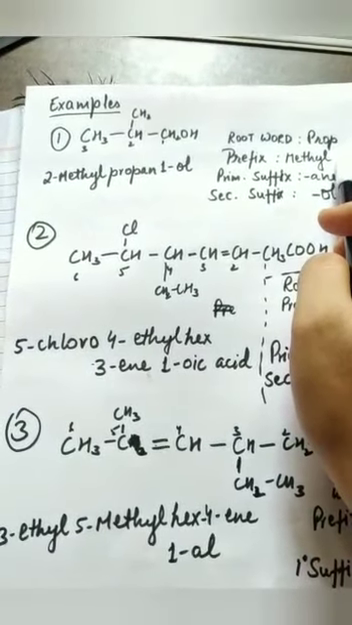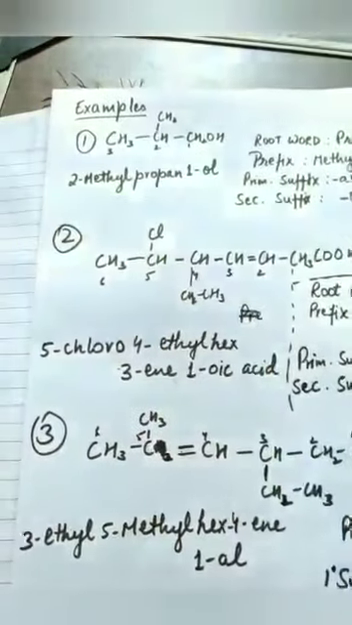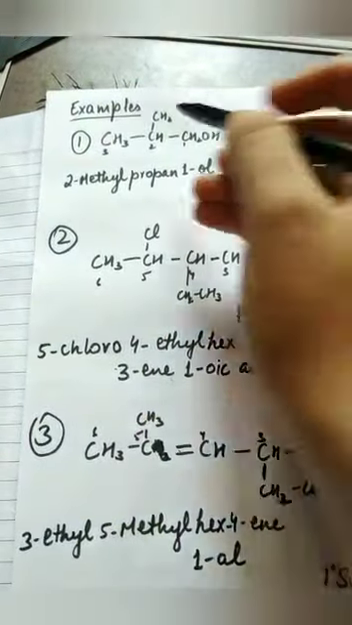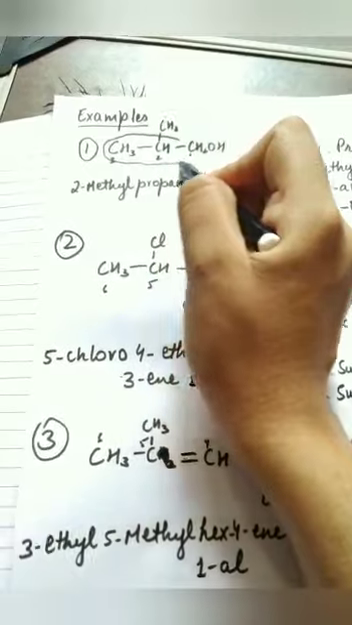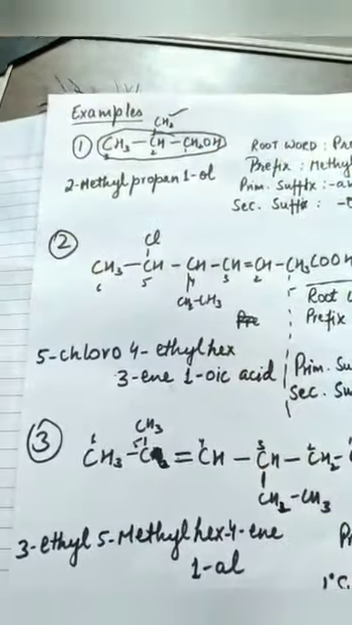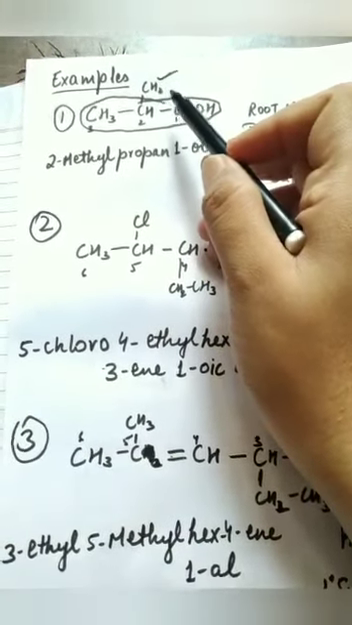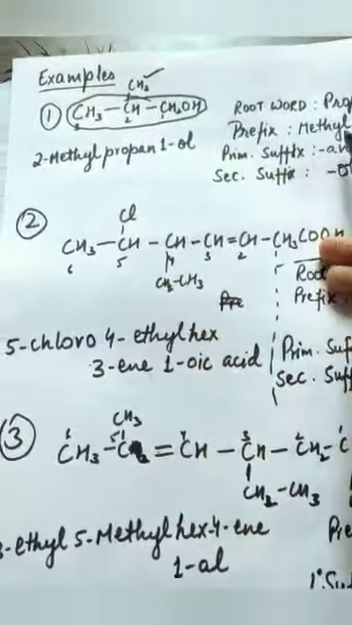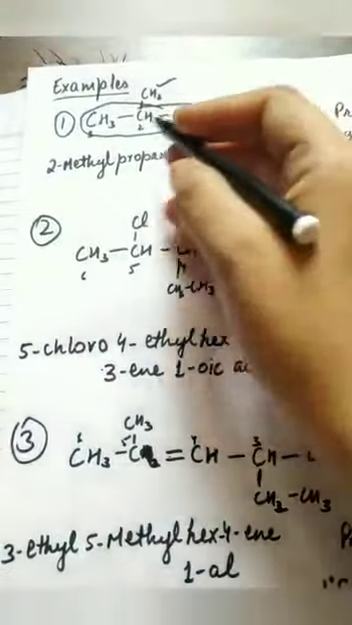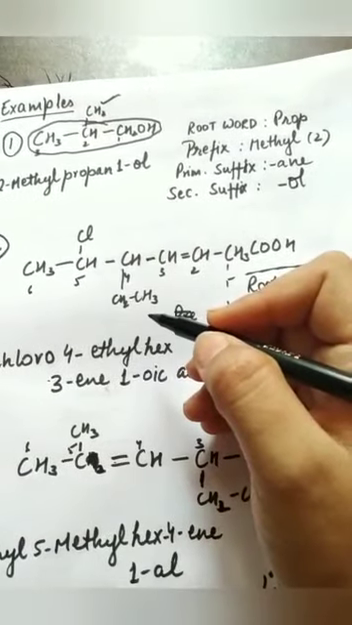Now next comes the prefix. Now this is the main chain of the carbon, right? What is left? This CH3 is left. Now this CH3 is the substituent. So for CH3, what we will write? Methyl. We will also write its position. It is on the second carbon. So second. Methyl is on the second carbon.